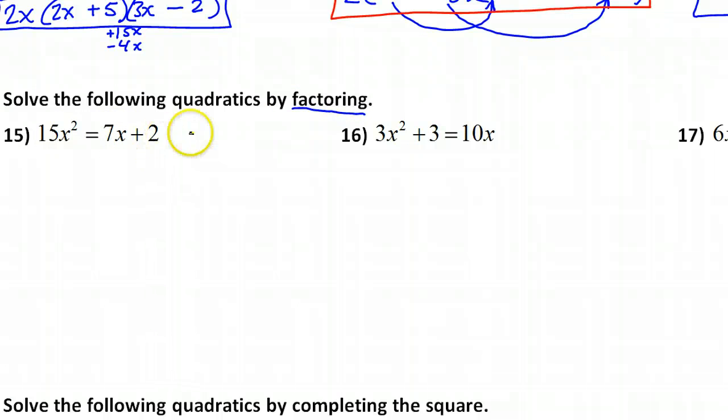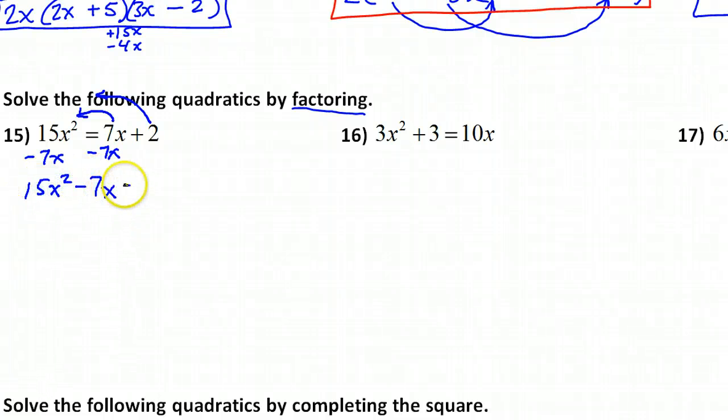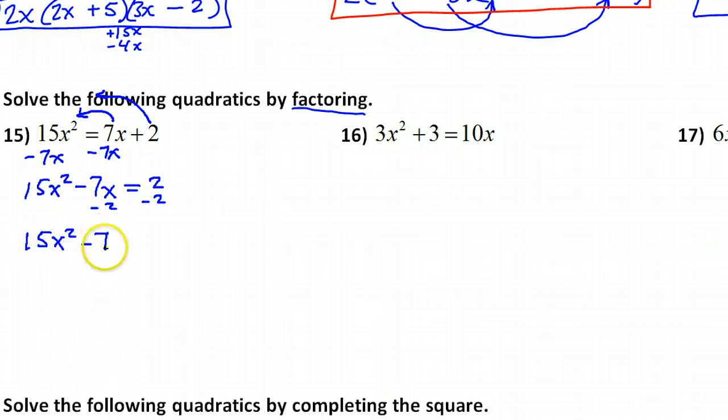We're going to set the factors equal to 0. But first, it needs to be in standard form. So this 7x needs to get over there, and the 2 needs to get over there as well. I can accomplish that by subtracting 7x from both sides. So that would be 15x squared minus 7x equals 2. And then I could subtract 2 from both sides. So that will give me 15x squared minus 7x minus 2 equals 0.